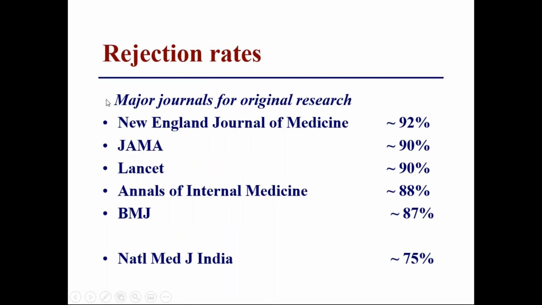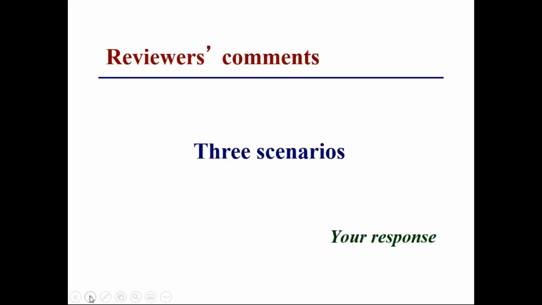So this is just an idea of the rejection rates of different journals. Our rejection rate is closer to 85% now. It was 75% at some point in time. And all these journals have added a few percentage points to their rejection rates. But don't get disheartened with these rejection rates. If you work hard enough, then you'll be able to publish your paper.